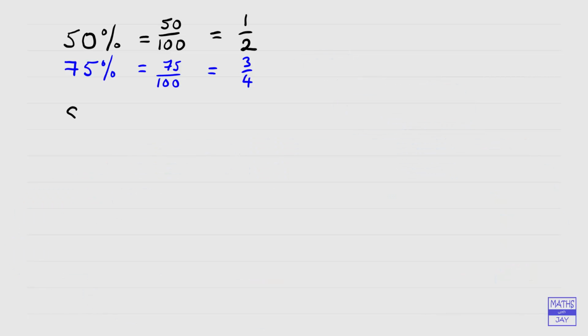So let's have a look at 80% this time. Here you might like to divide both numbers by 10 to start with to get 8/10, and then divide both numbers by 2 to get 4/5, or you could divide both numbers by 20 to start with.